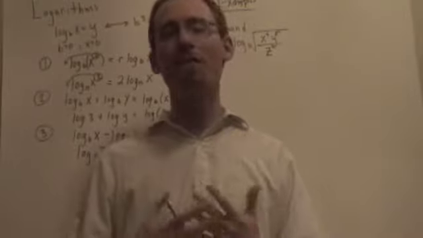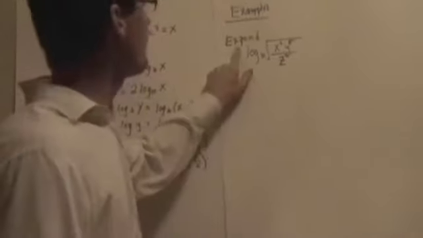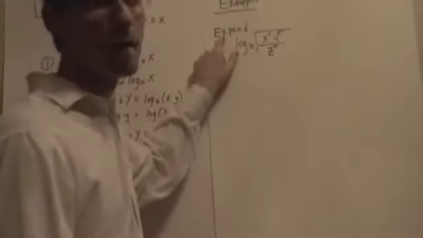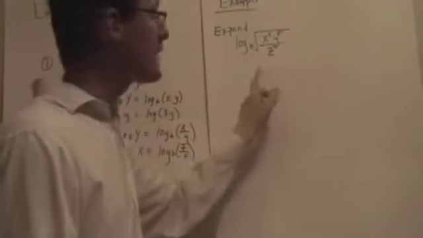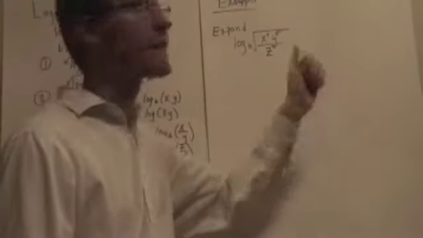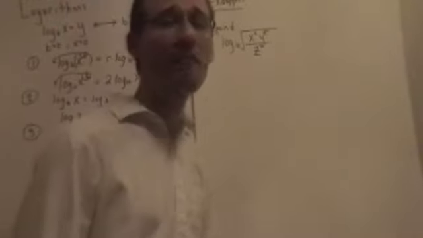Alright, now that we've got all the tools that we need to solve some of these problems, let's do a few examples. The directions of this problem are to just expand, meaning that we want to make this into several logs, all separated by either plus signs or minus signs. Now, the first thing we would want to know is square root.